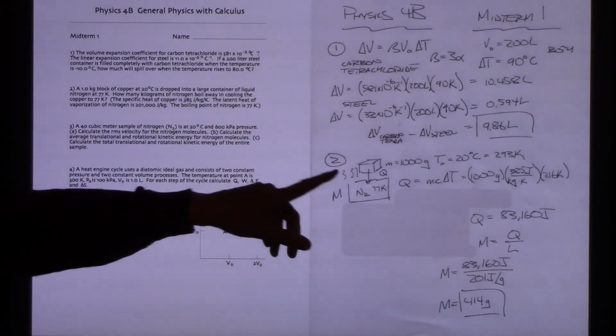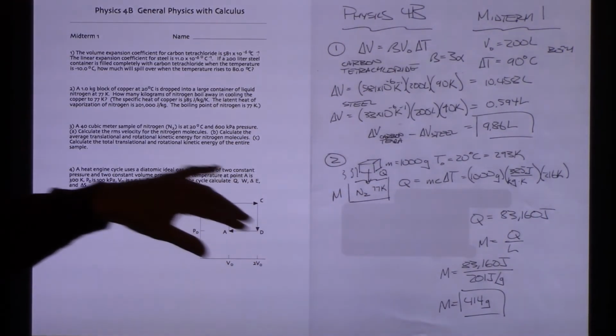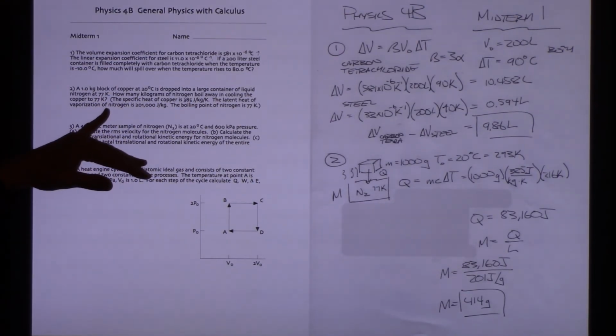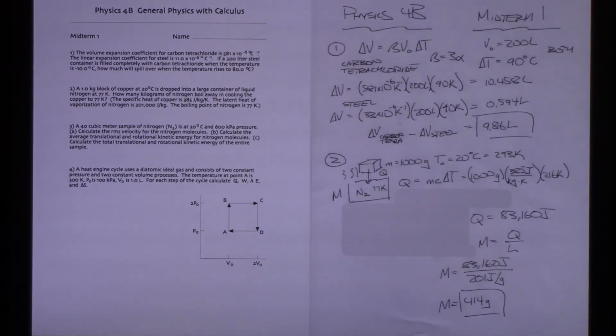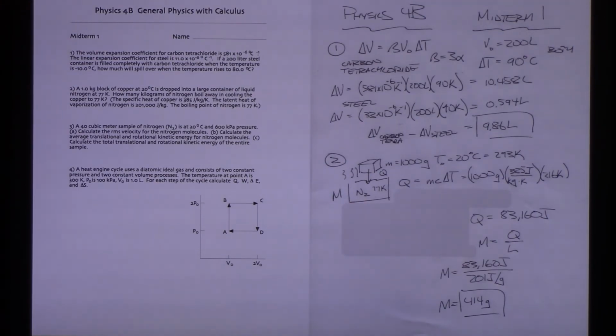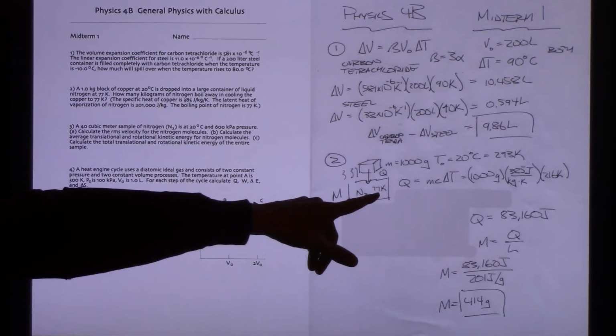All right, problem 2 also, problem 1 didn't take up so much space. Problem 2 says that we've got a block of copper dropped into a large container of liquid nitrogen, and the liquid nitrogen is right at its vaporization point. It's at 77 kelvins. And so here is the container of N2, here is the temperature, 77 kelvins.